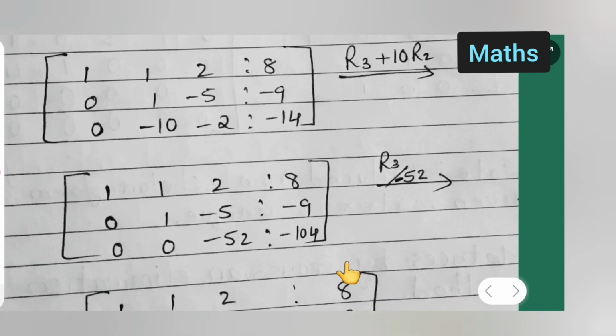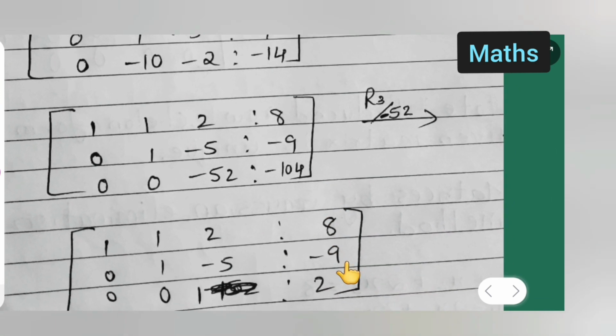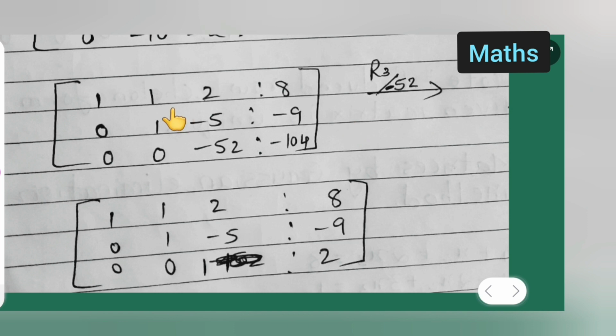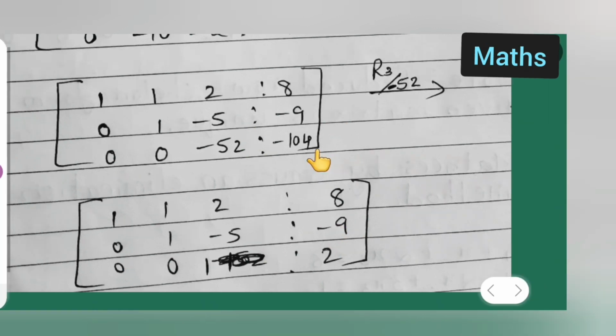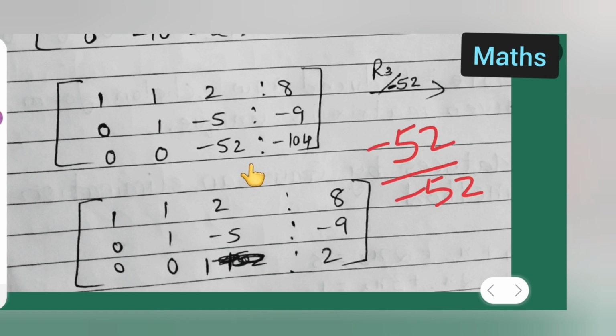Now, moving further, what you all have to do is divide row 3 by minus 52. First row and second row, write as it is: 1, 1, 2 and 8; 0, 1, minus 5 and minus 9. I'm changing only row 3, I said, right? Divide row 3 by minus 52, so we'll get 0, 0, then minus 52 upon minus 52. 52 will get cancelled. What I'm going to get is 1. So that's what I have written over here, 1.